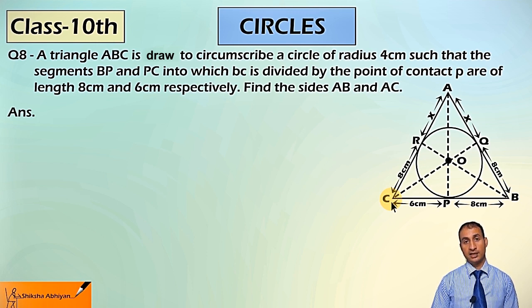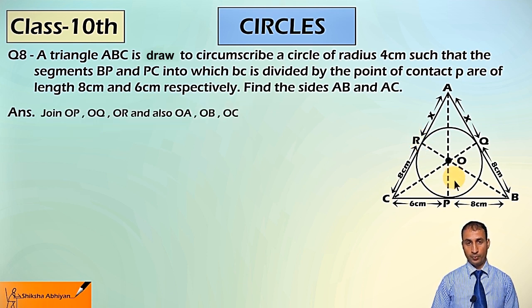स्टूडेंट, उसे करने के लिए पहले मैं यहाँ सेंटर O लेता हूँ और सेंटर O लेने के बाद अदर पॉइंट ऑफ कॉन्टैक्ट में Q और R लेता हूँ। AB का पॉइंट ऑफ कॉन्टैक्ट Q और AC का R. Now join OP, OQ, OR and also OA, OB, OC.